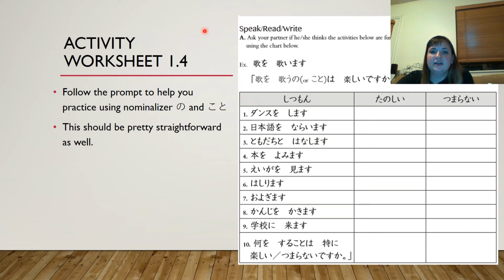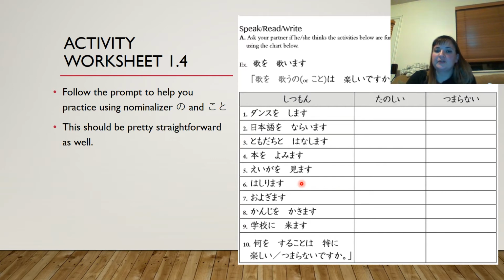So if you look here, you're going to ask your partner if he or she thinks activities below are fun or uninteresting. Track their answers below. So it gives you the action, right? In its regular verb form. So we need to change it to dictionary form and add no or koto, right? And then ask them, tanoshii desu ka?